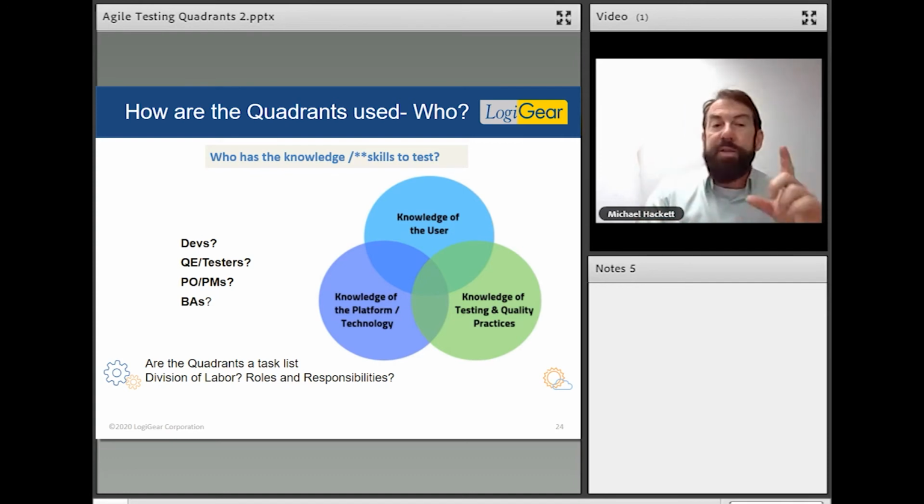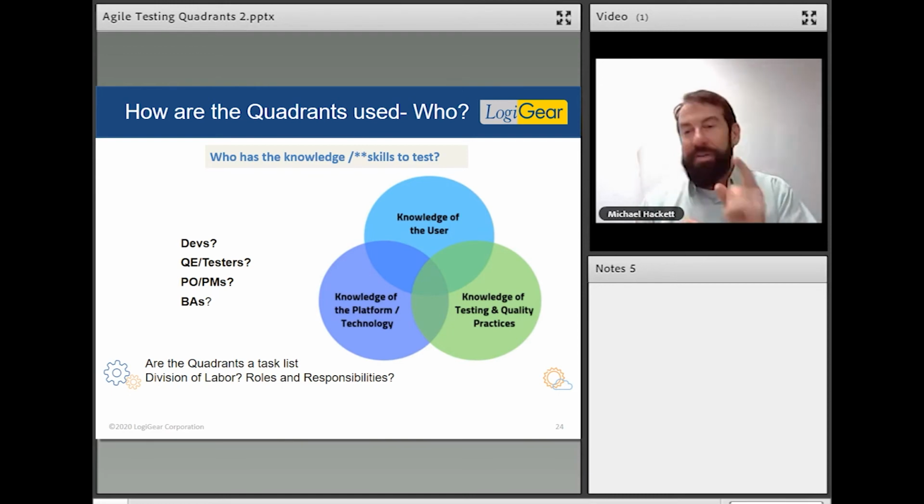So when it comes to who's going to be doing what tests in what quadrant, do your developers, do you have QEs? Are you going to have POs or business analysts? Who has knowledge of the user that can run business-facing tests, understands the user? Of course, everybody is supposed to understand the user. You can't deliver customer value if you don't know who the customer is, right? But in reality, I know a whole lot of developers, and I even know some QEs who don't really know their customers very well.